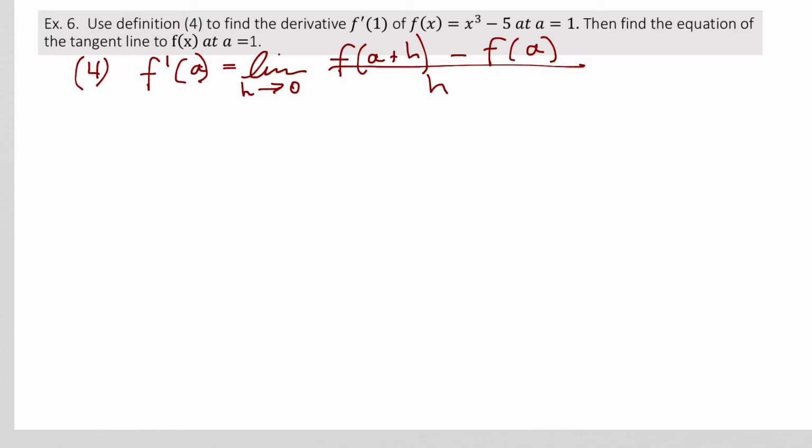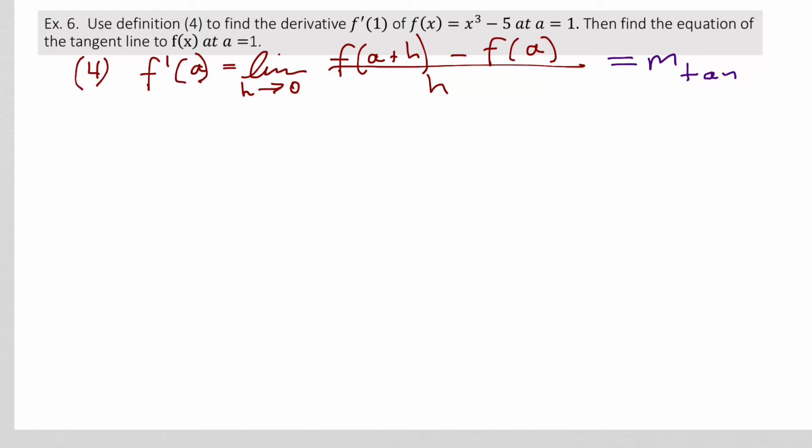All right, so first we're going to find out what is the slope of the tangent line at a is equal to 1, and we're going to use this limit definition. So let's write that over here. This is going to be the slope of our tangent line once we figure it out.